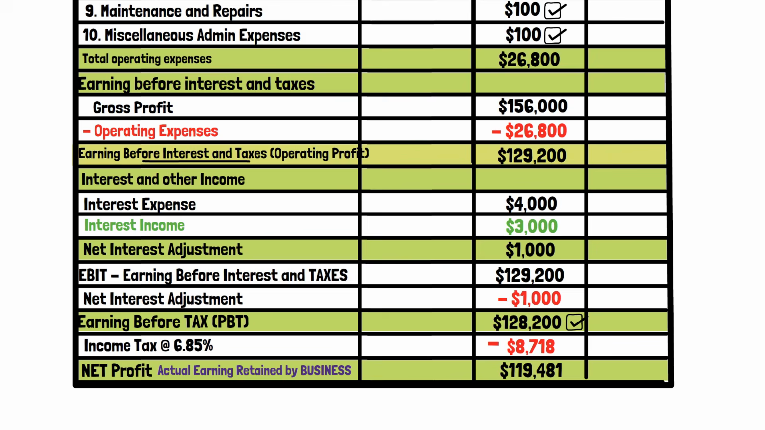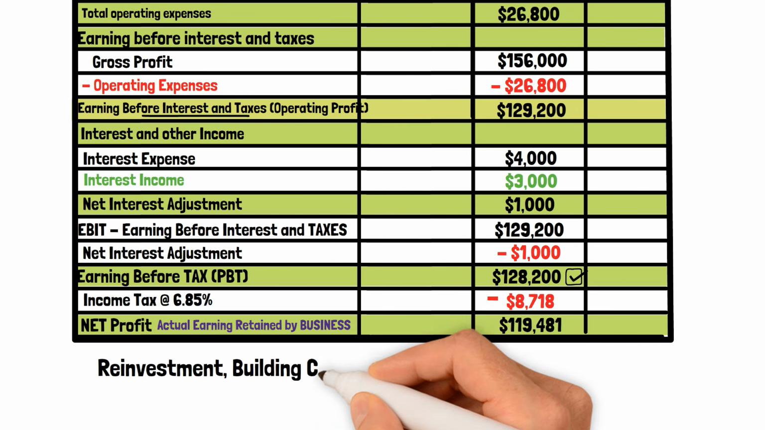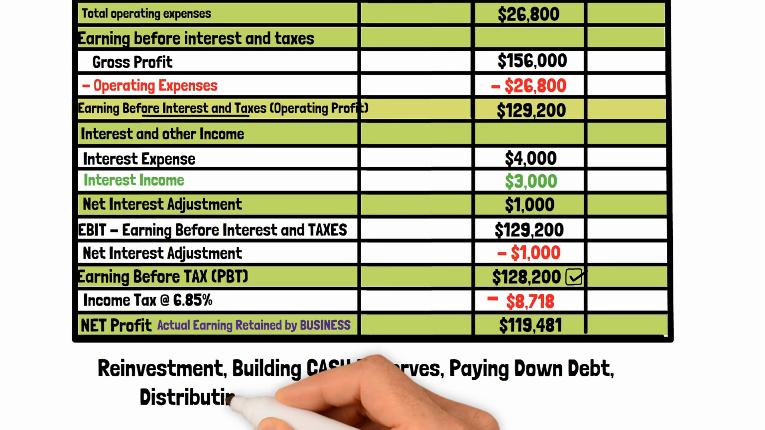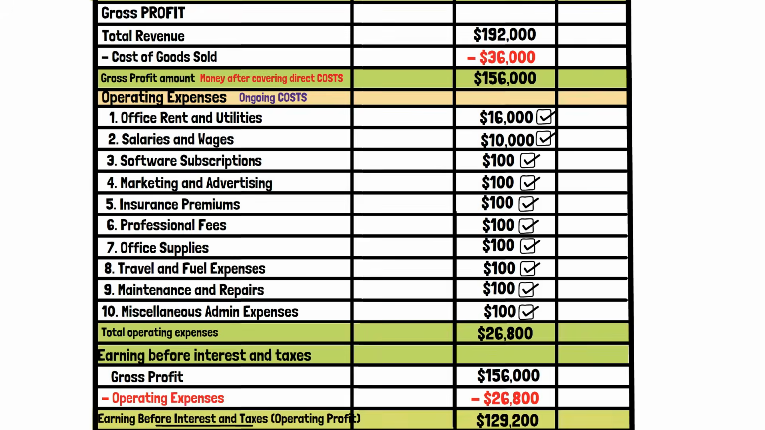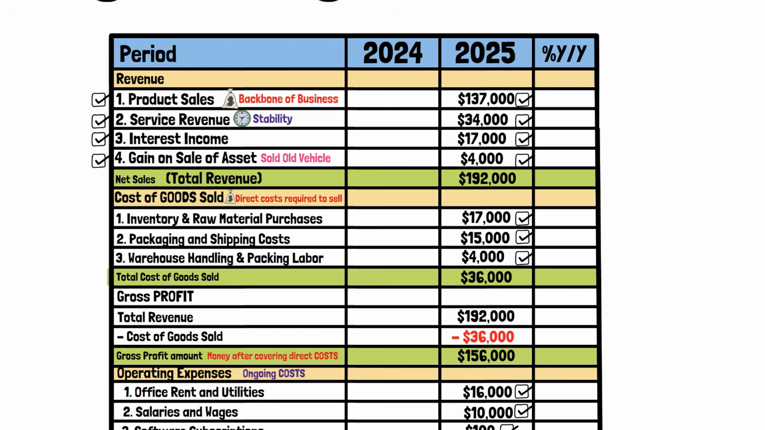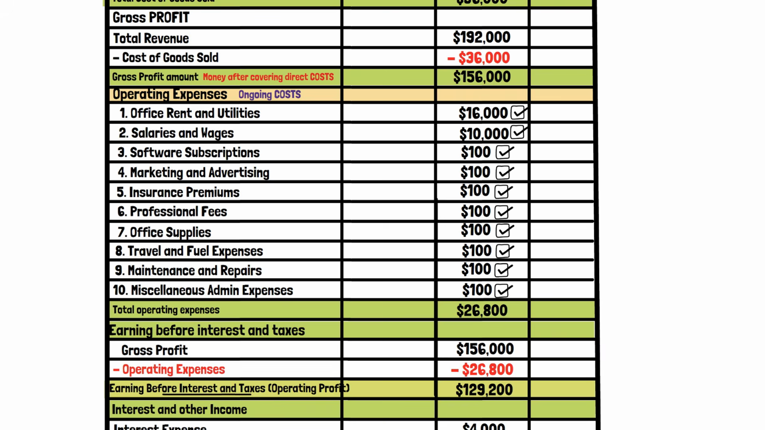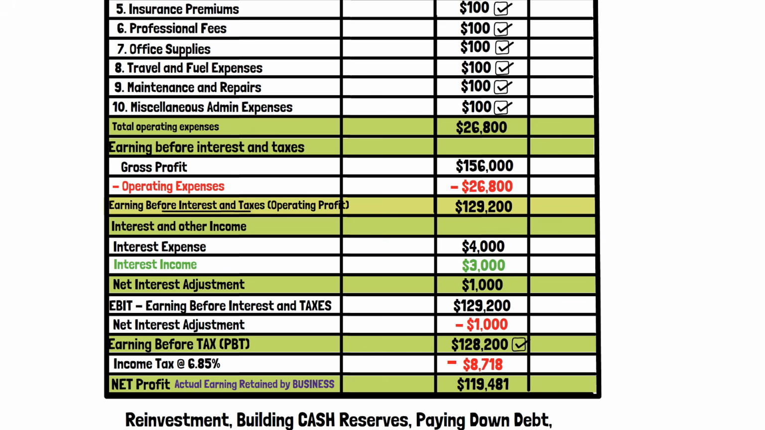This is the money available for reinvestment, building cash reserves, paying down debt, distributing profits, or funding future growth. The full profit and loss statement for 2025 shows how revenue moves step by step through costs and expenses to arrive at net profit, making it clear how each business decision affects the final outcome.